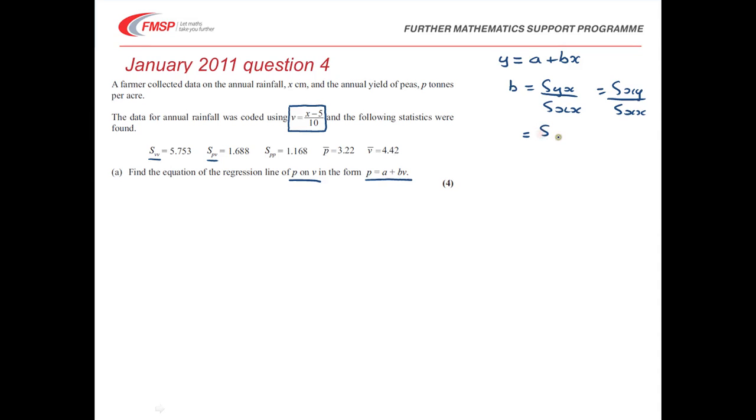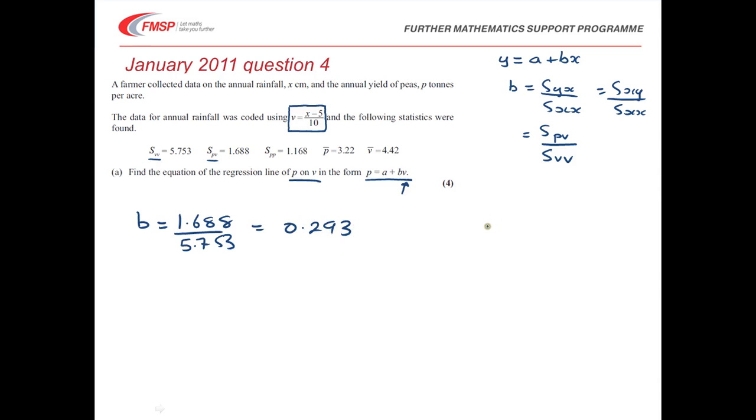So we should be using SPV divided by, now you need to make sure that you've got your x variable correct. In this particular question the x variable will be v, so it's going to be SVV, which is great because we've got all of that information. So b is going to equal SPV, so 1.688, divided by SVV, which is 5.753. Calculating those is going to give you 0.293.